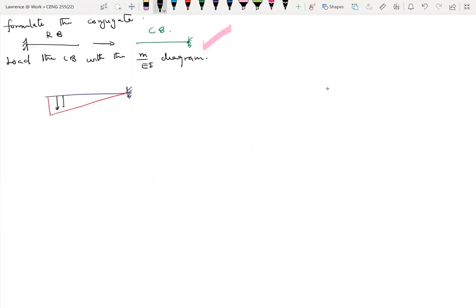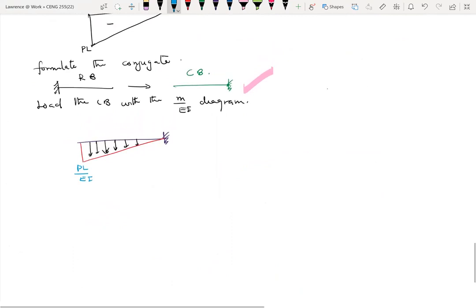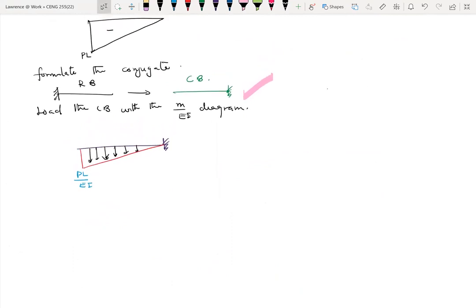So this new load acts away from the beam. So this becomes my M over EI diagram. But here we know what our M is. Our M is what? PL. So PL over EI. Okay. So it's like I now have a new beam to design or to find the reactions for.